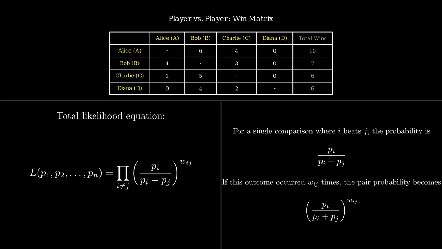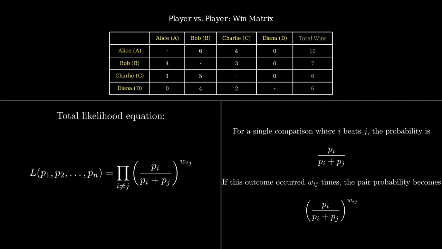So we have Alice, that's why there's this tick mark here. Alice cannot play against herself. So we go Alice versus Bob, and Alice beats Bob 6 times. Alice plays against Charlie, beats Charlie 4 times. And here we have the total wins. Now for a single comparison, where i beats j, the probability is that, which we've discussed already.